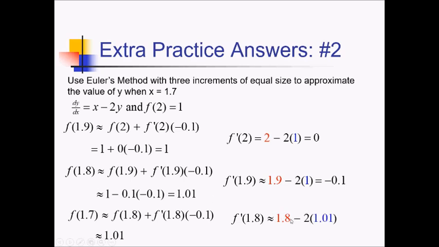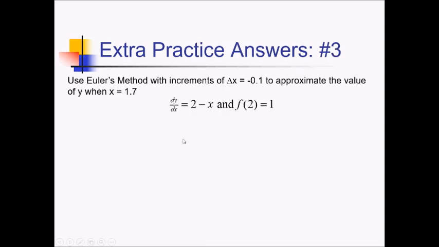So this is 1.8 minus 2.02, which is going to be negative 0.22. Yep. So this is minus 0.22 times negative 0.1. This comes out to a positive. This is going to be positive 0.022. So we have 1.01 plus 0.022. That's going to be 1.032, if I'm correct. Yes, there we go. So there's our final approximation of f of 1.7.